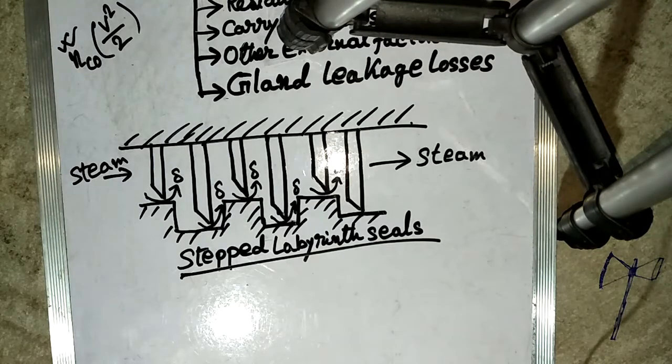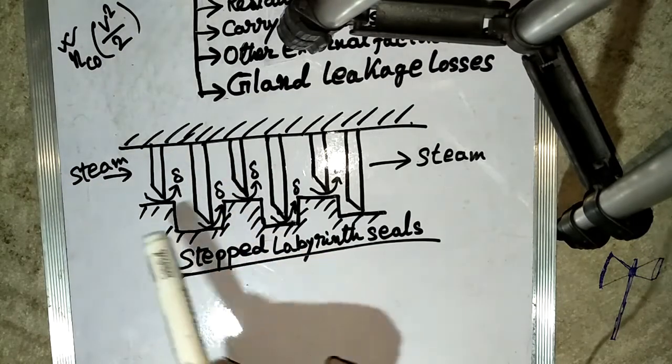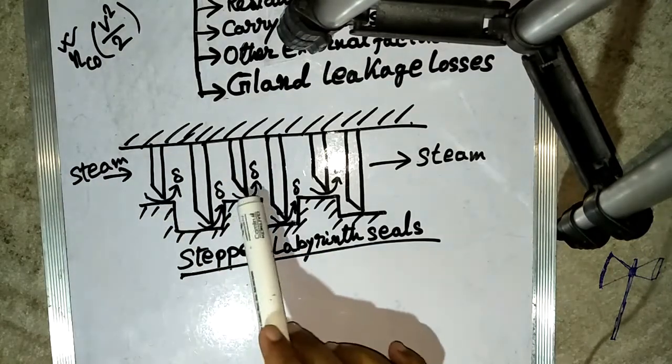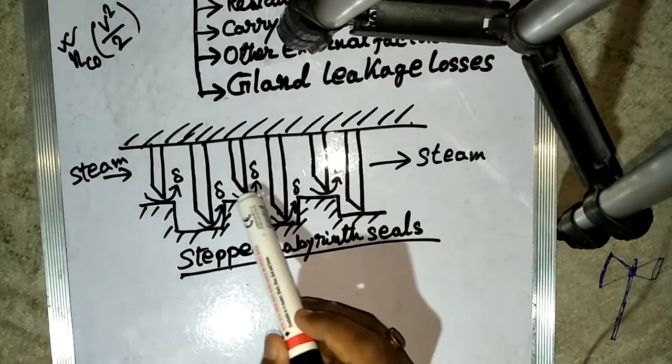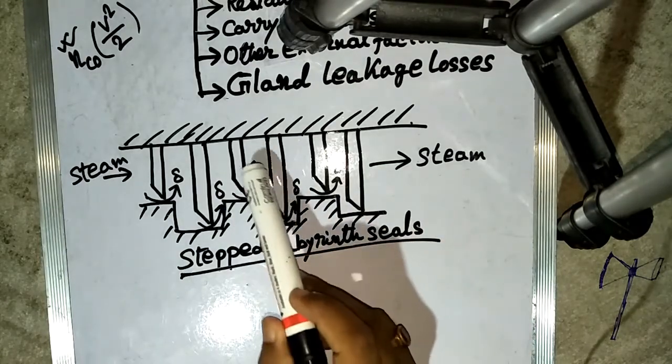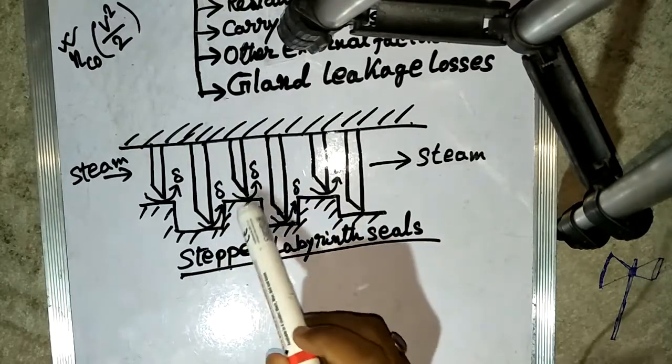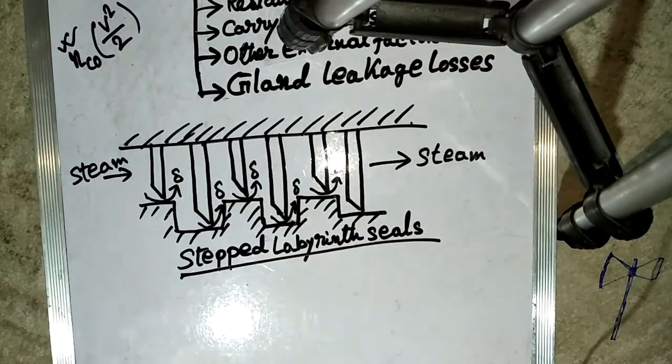Okay, these are the blades, and this is the labyrinth seal, as you can see. And this is the delta, this small amount of leakage occurs in this case. The small constructions may make the steam throttle to low pressure many times till only a very little quantity leaks out, as shown in this figure.